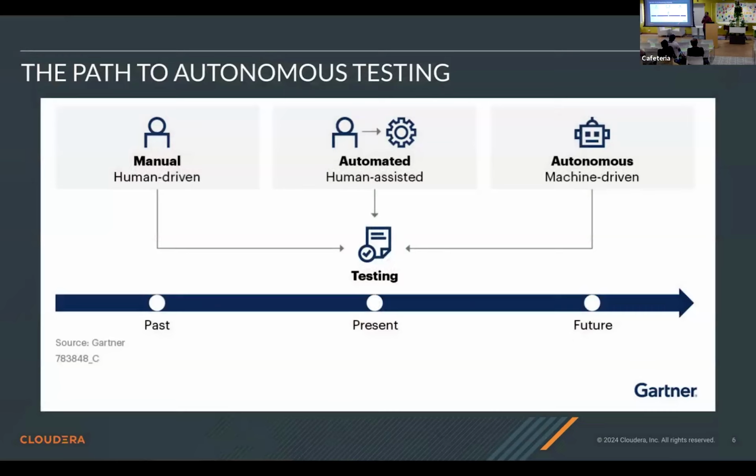Cloudera as a company had partnered with Gartner to do some research on how we can leverage generative AI in testing, especially. If you see the current landscape, we are somewhere here. It's mostly automated but human assisted. Gone are the days where we used to just do manual testing. Nobody does manual testing these days.